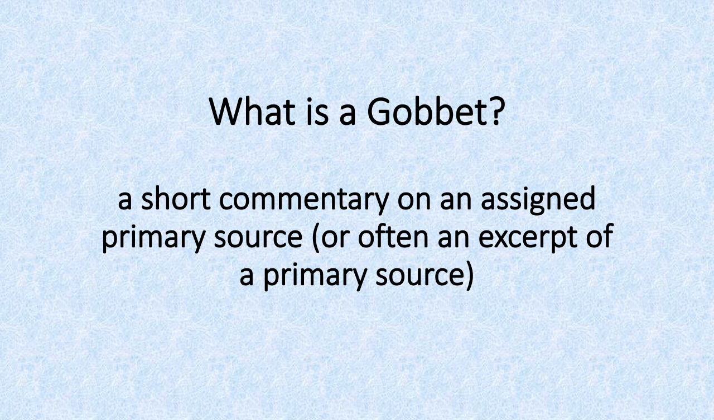So first of all, we might start off by identifying what exactly a Gobbet is. A Gobbet is basically, as indicated here in the slide, a short commentary on an assigned primary source, but more often than not an excerpt from a primary source, where you contextualize it by properly identifying it, putting it within its proper historical context in terms of the broader developments and events surrounding it. And then provide analysis. How do historians actually use this excerpt in order to understand what happened, to arrive at some understanding of cause and effect and so forth?